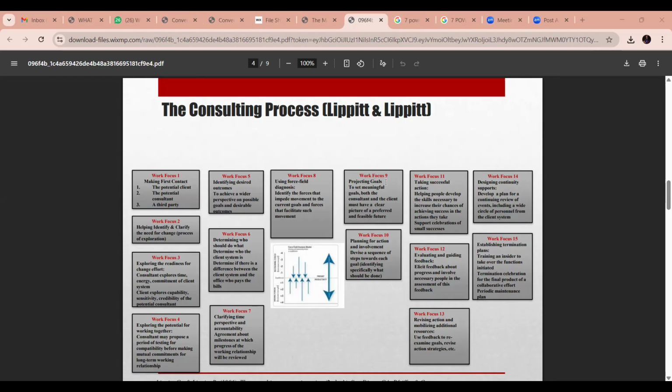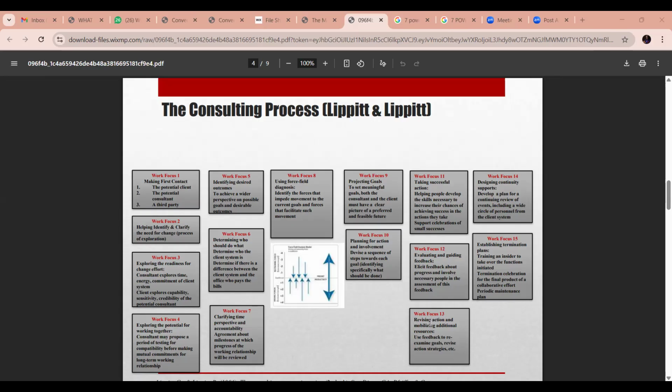So 9 is goals, projecting the goals. And then 10 is planning the action to achieve the goals. And then 11 is implementation, successful action, helping people to develop the skills. That's 11, implementation. And then 12 is evaluating and feedback. That's part of implementation.